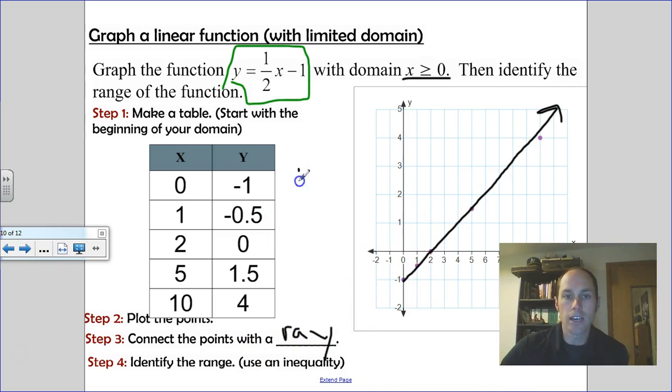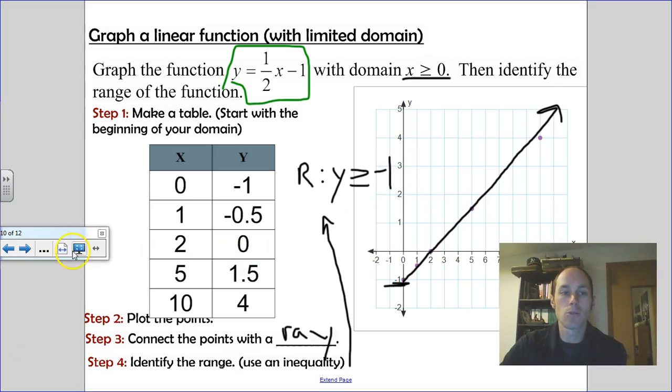So the range now, let's use an inequality to identify that. Our range, what can our range be? Well, what values of y can we have? Well, the smallest one we have is that negative 1. And everything else is above that. So we'd say our y value is greater or equal to negative 1. That's every possible range value.